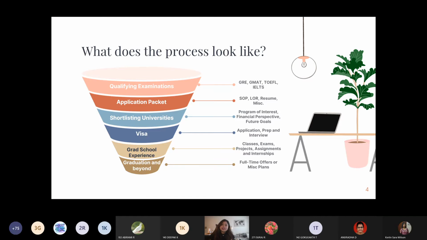The second thing is your application packet, the list of documents that you need in order to apply. I put it first and then shortlisting universities because I want to give you an idea of what you need to have in your hand and then customize it according to the universities that you want to go to. There's no one list of documents that you need for a university. It varies because every university has a different approach to admission.